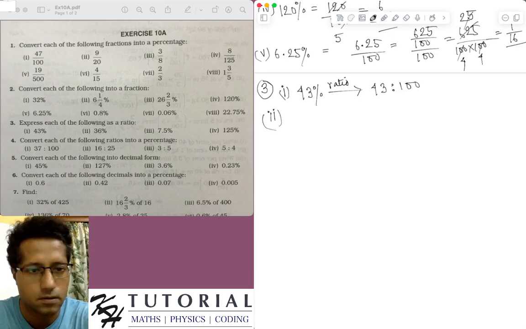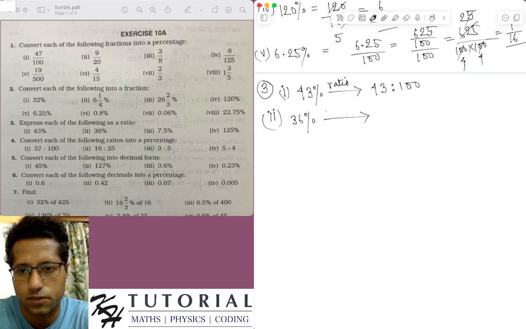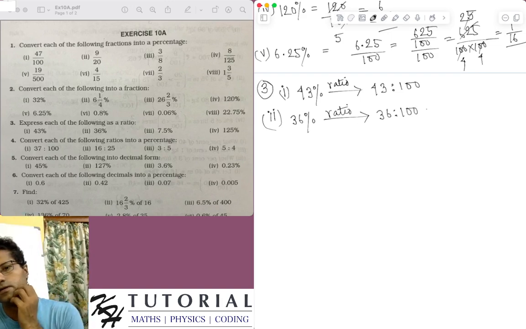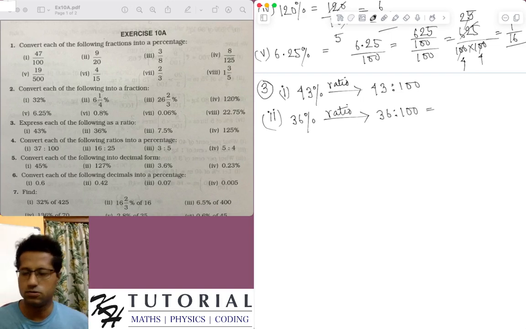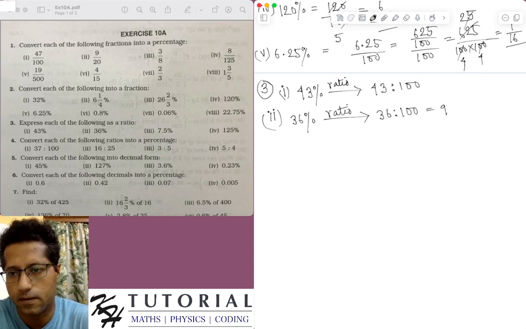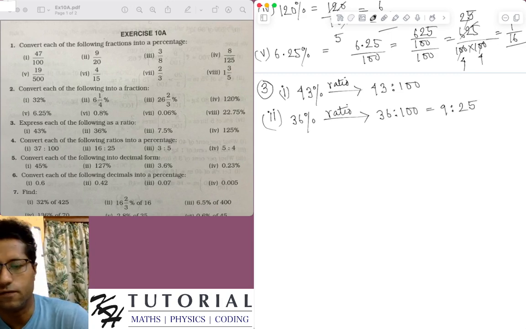Let's do part 2, 36 percentage. When we convert this to ratio, it becomes 36 is to 100. Now we can further reduce this ratio to its simplest form by dividing by 4, we get 9 is to 25. I think 9 is to 25 is the ratio.